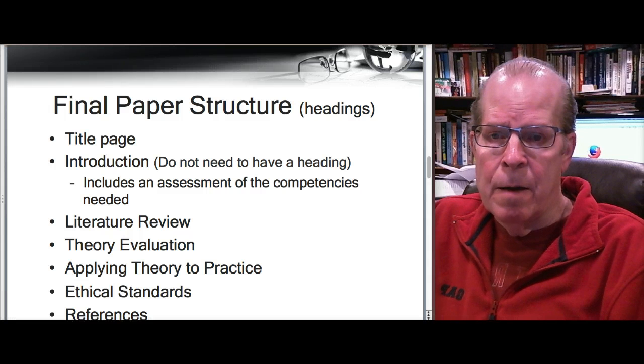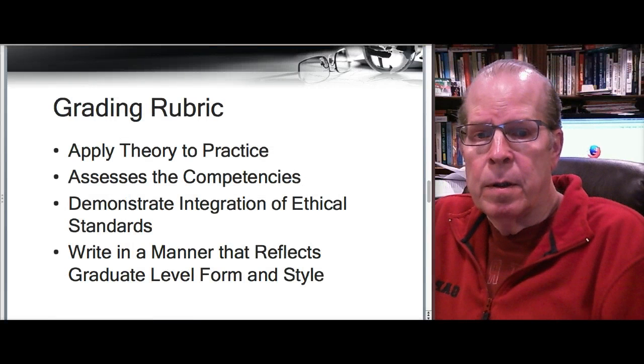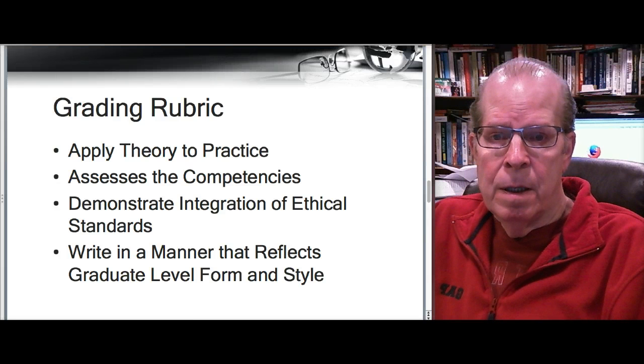Then you want to have a literature review. Use a heading. A theory evaluation, use a heading. Same way, applying theory to practice, ethical standards, and then the references. The grading rubric, just to hit the main categories, is apply theory to practice, assess competencies needed, demonstrate integration of ethical standards, and then writing skills.